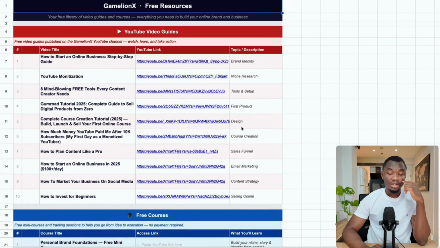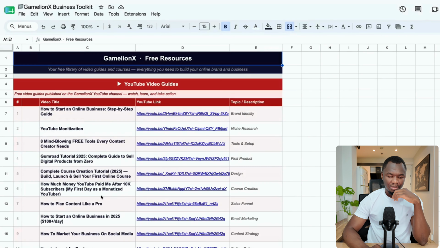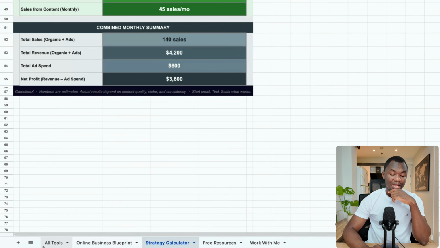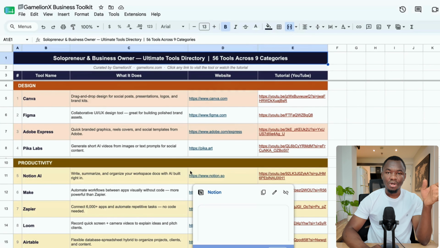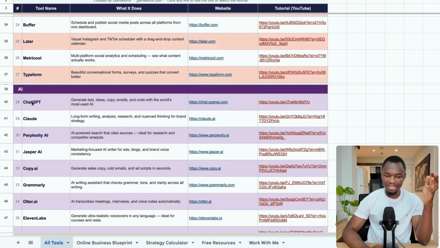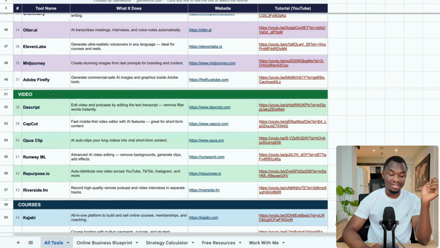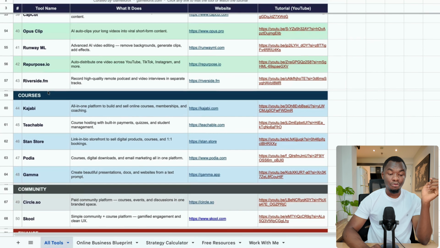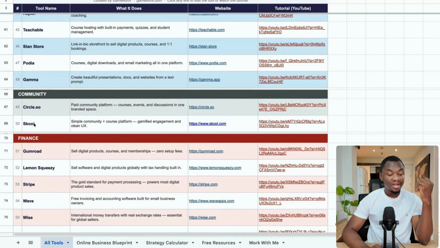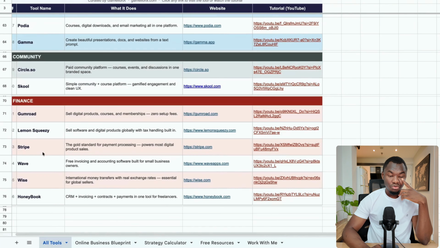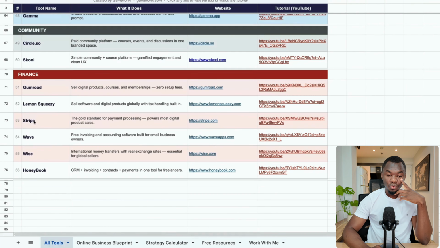So this calculator, you can just have it, take a look at it, and do your own calculations. And the next part is the resources, some videos that I've made in the past. But the most important part, as I said, is the calculator and then all the tools that you might need to actually look at to run your business in terms of Metricool, Typeform, ChatGPT, Claude, Perplexity. For videos, we have CapCut. For courses where you can share your courses, there is Kajabi, which we all know, Teachable, Udemy, Stanstore, Podia, Gamma. And for community, you can use School, or you can use Circle, or you can use WAP. And then also for finance, you can use Gumroad, you can use Lemon Squeezy, Stripe, Wave. All these tools have been mentioned over here.